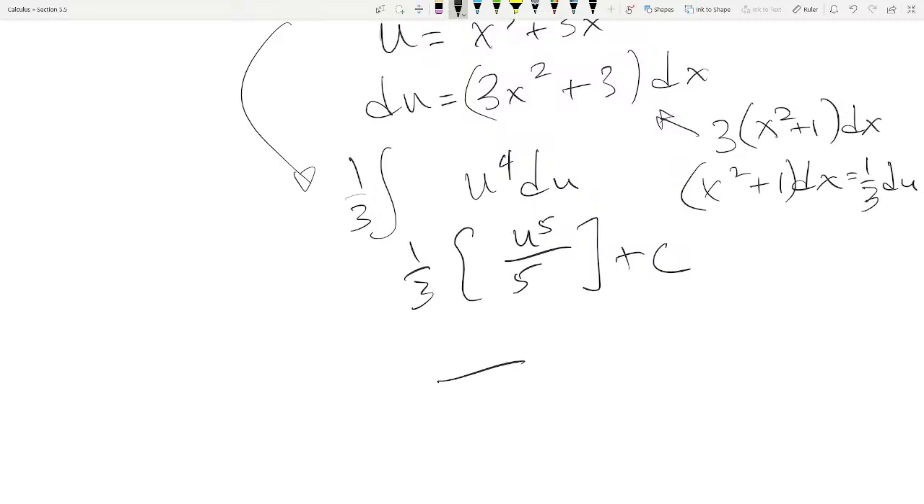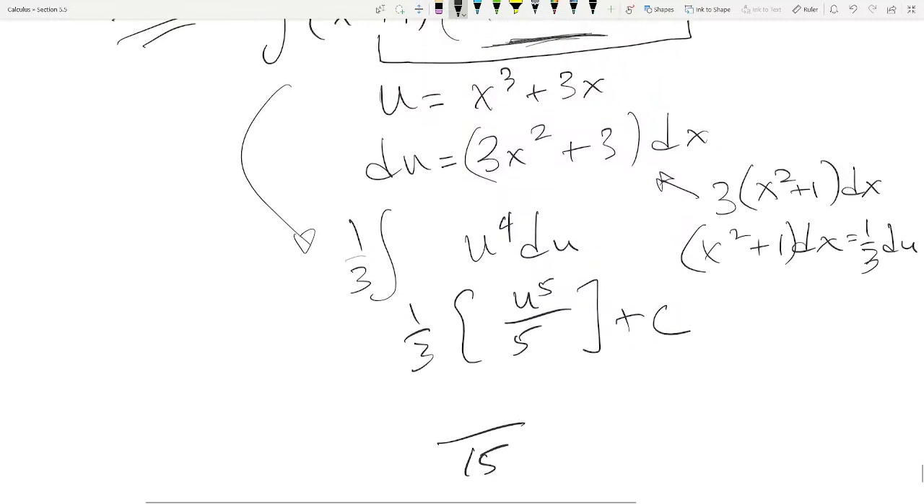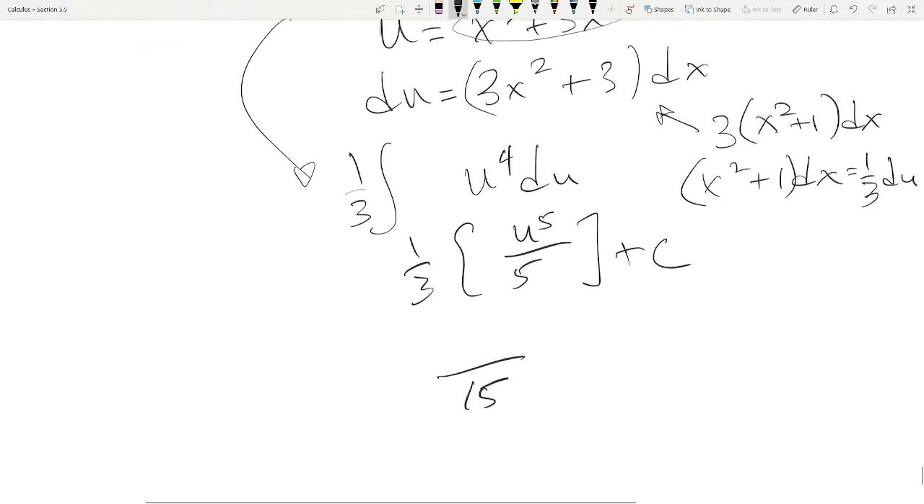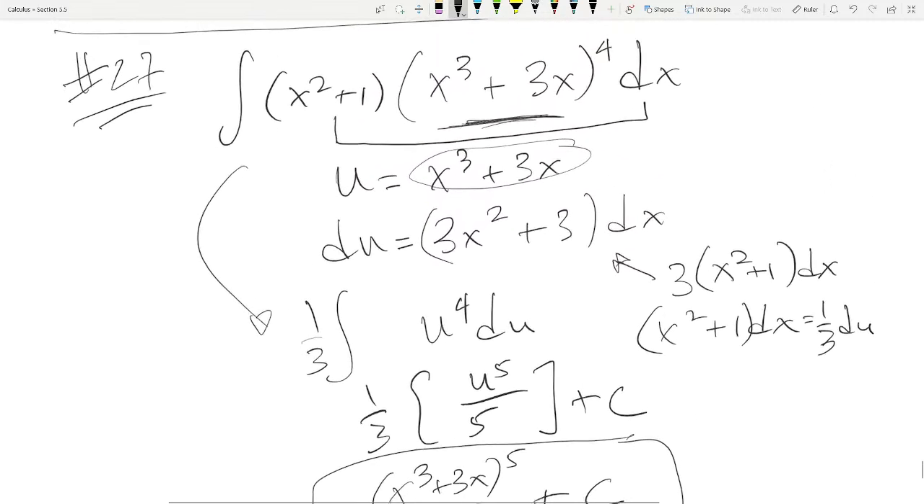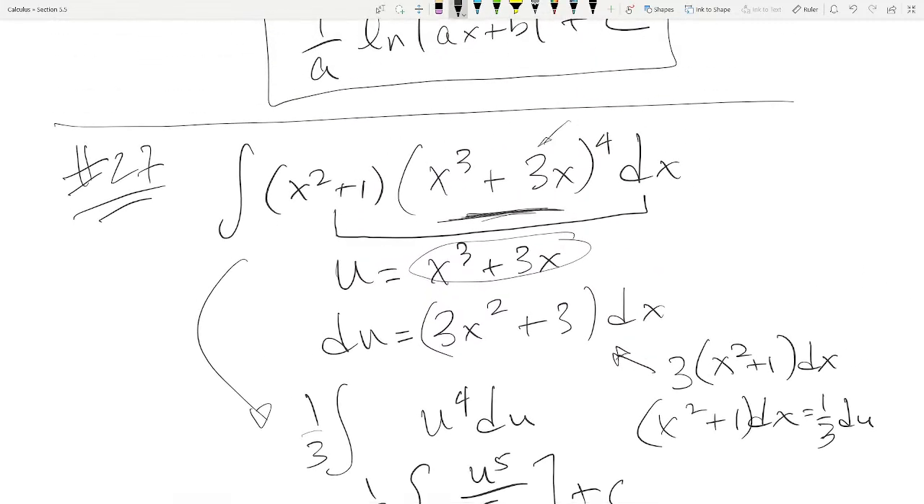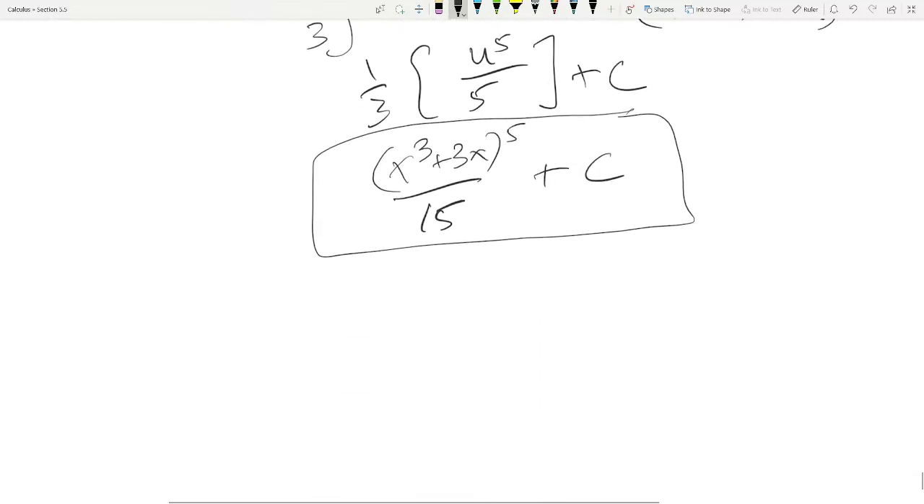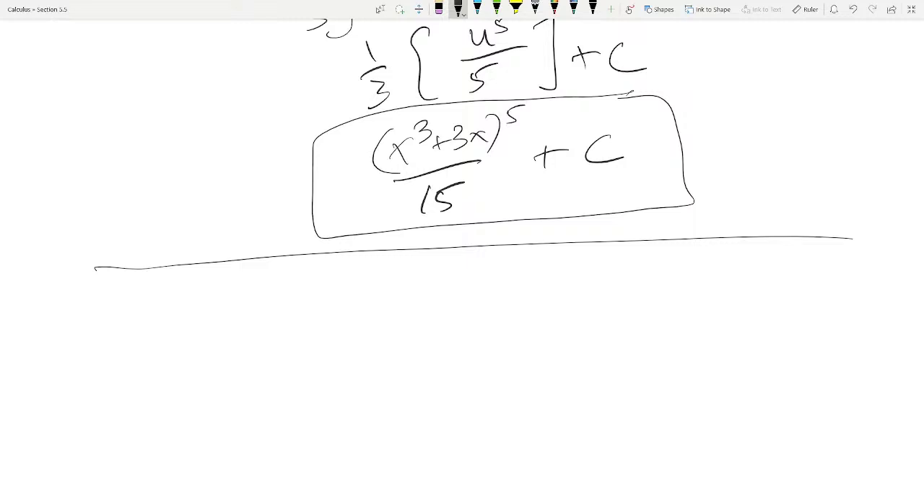Okay, so I have 15 on the bottom, and on the top I have u to the 5th, and what was u? U was equal to this right here. I have x cubed plus 3x to the 5th. You see how rigged it is? You see that 3 right there is put there so that when you take the derivative of this and you get a 3 out in front, you can then factor it out and get the x squared plus 1. Very rigged. It wouldn't be as nice if there was a 5 there, for instance. So they are rigged, so that you can do them.